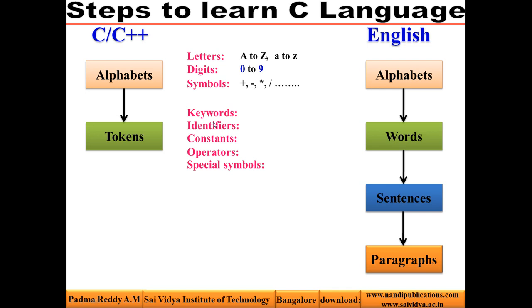Now let us see some of the examples of keywords in C language. We have int, then we have float, then we have char and so on. So many other keywords are also there. In detail in the next section we see what are keywords and what are the different types of keywords and what is the meaning of each keyword such as int, float, char and so on.